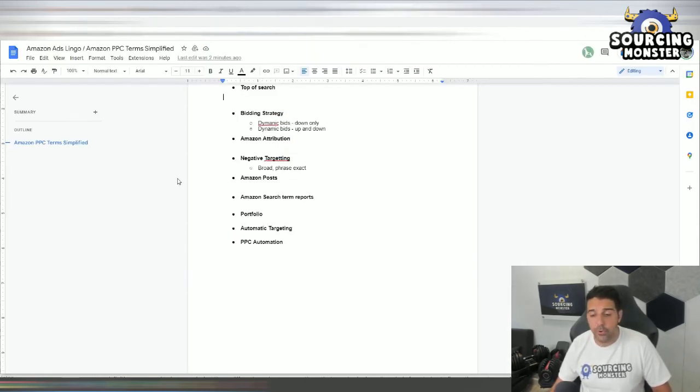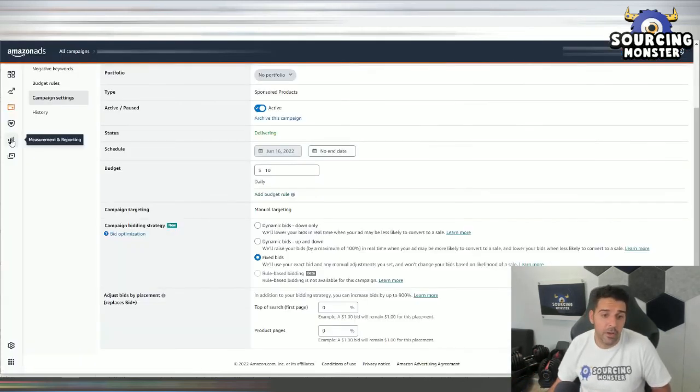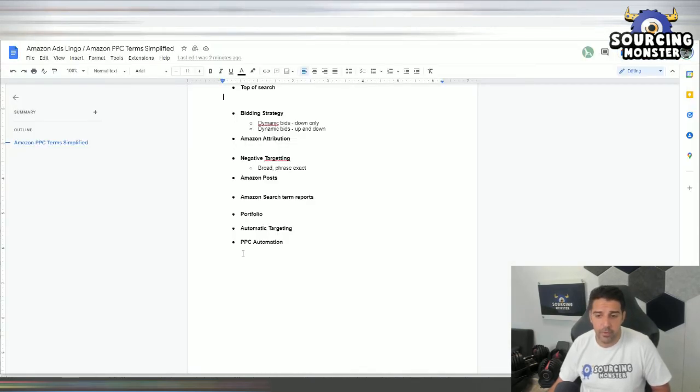Amazon search term report. So in order to really see what kind of search terms people search for the keywords, you can do it by downloading the search term report. You can do it by going here to measurement, reporting, reports, and download that report.